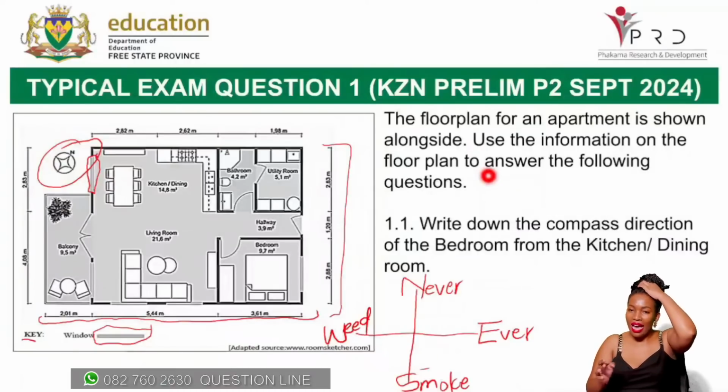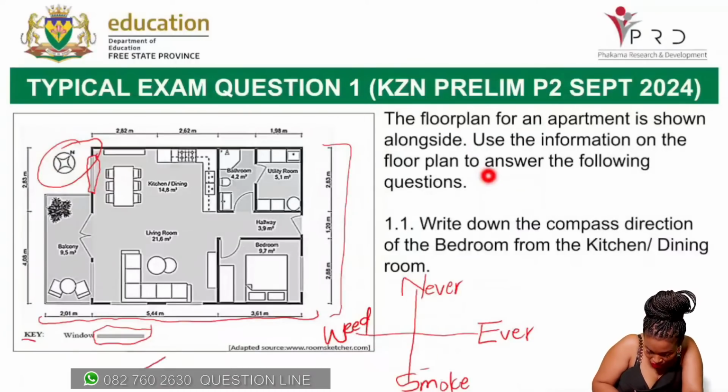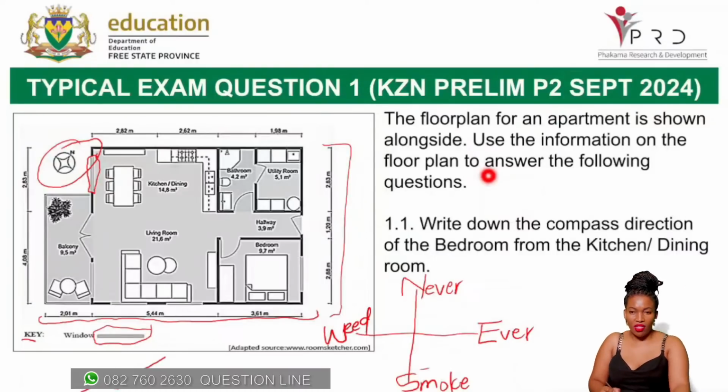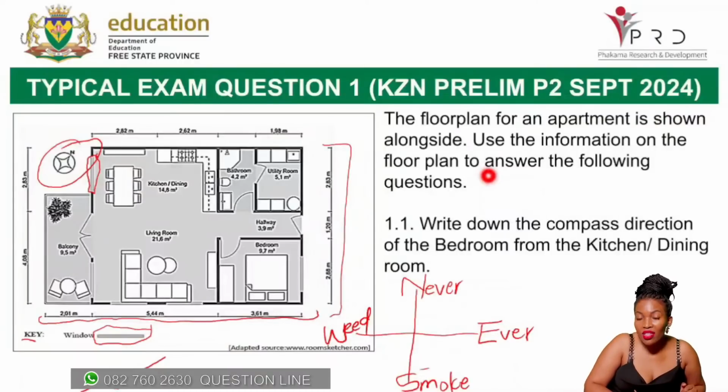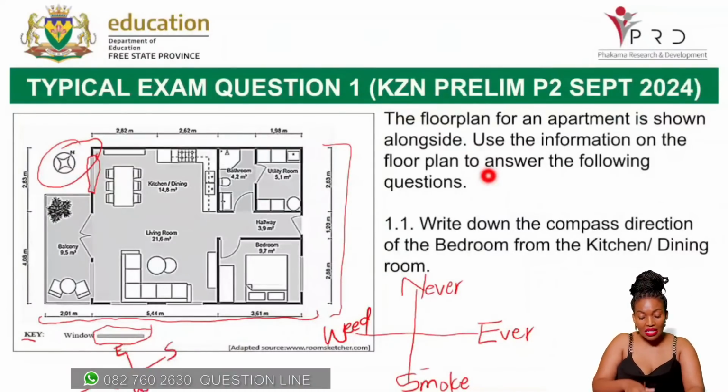If you know that you must never ever smoke weed, it will help you. And it wouldn't matter how your compass is given, because sometimes you will find a compass direction facing that side, and then the examiner says this is north. You don't panic and say this is a mistake. If the examiner says this is north, then you work with this north. The only thing that you must remember is that you must never ever smoke weed. Then this is the compass direction that you will be working with.